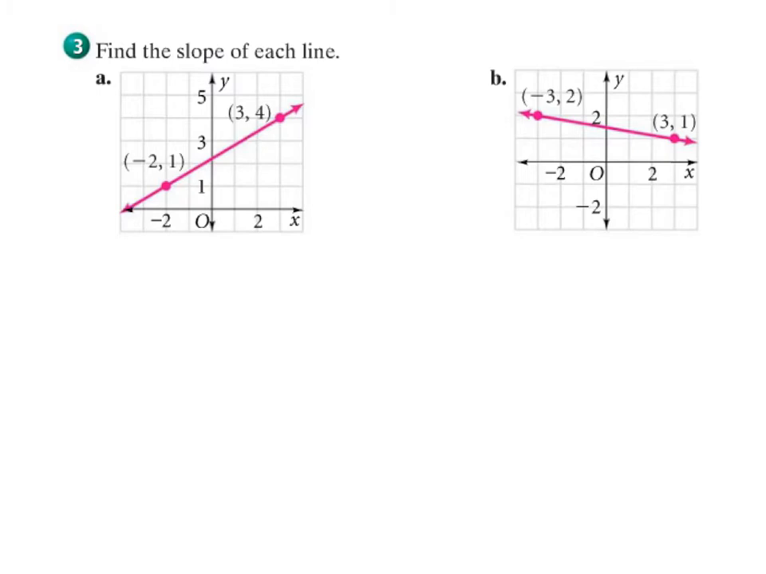Hopefully, vertical change. 1, 2, 3. So that means it goes up 3. Vertical change of 3. Right 1, 2, 3, 4, 5. That means we have a slope of 3/5.